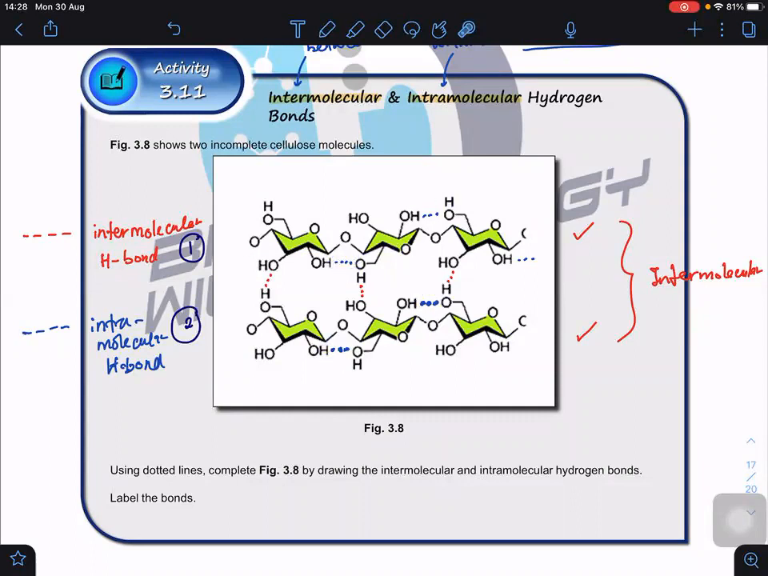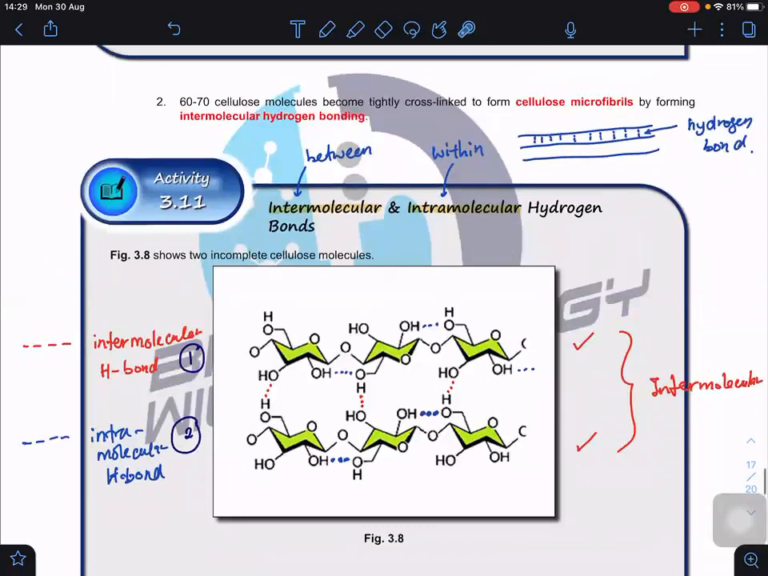Okay, so within the molecule. And then the red colored one is intermolecular, because it is between two molecules of cellulose. So how many do you have? 60 to 70 of these become tightly cross-linked to form this cellulose microfibril by forming intermolecular hydrogen bonds, because we want to join them together. But in order to form like this, we need to make sure that my molecule is linear, right? If non-linear, you won't be able to pack them nicely. If they are curved or branched, then definitely you won't be able to link them closely. Are you clear?